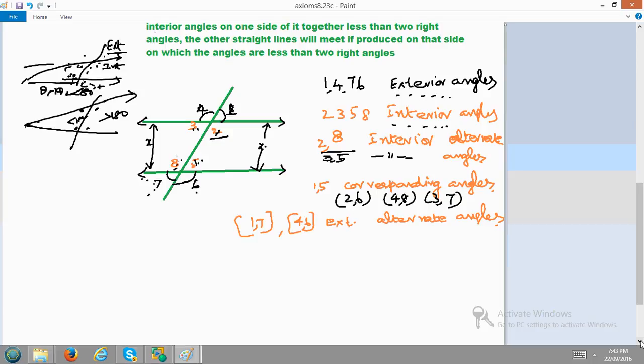Draw the diagram separately and try to write the exterior angles. What are the exterior angles? Try to write these numbers and draw the diagram again.